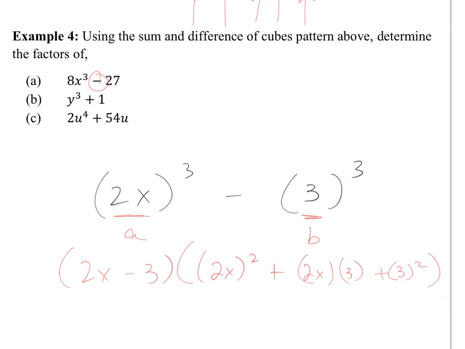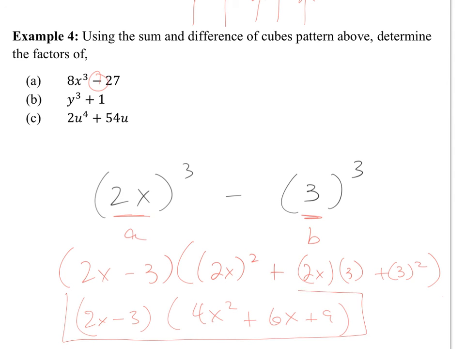I can simplify that to look nicer as 2x minus 3 times 4x squared plus 6x plus 9. This will never be factorable if you do it right. Write yourself a little note. This quadratic that you get as a result will never be factorable. This is your final answer.